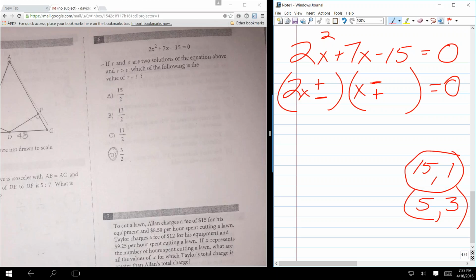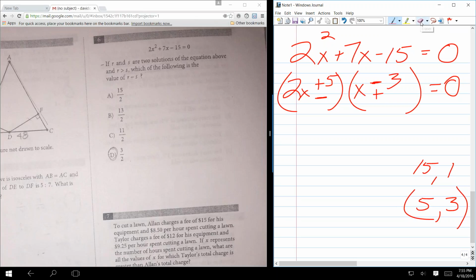And I'm going to tell you this, that in Colorado, your answer is almost always, I would say 95% of the time, going to be the two closest factors. Not 15 and 1. They're not very close together, but 5 and 3 are very close together. So I'm just going to randomly start there. Remember, it's a trial and error process.